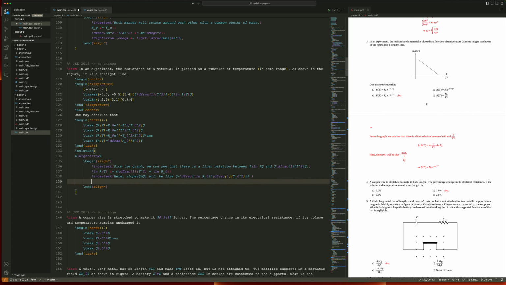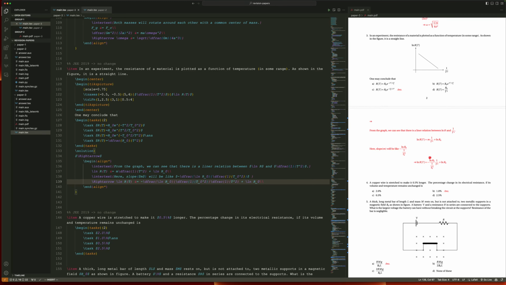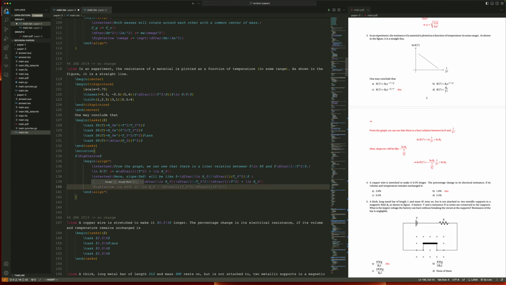Yes, this is what I wanted. So as you can see, ln T and everything got sorted out, I think, and plus C is quite right. Let's move on to the second part.